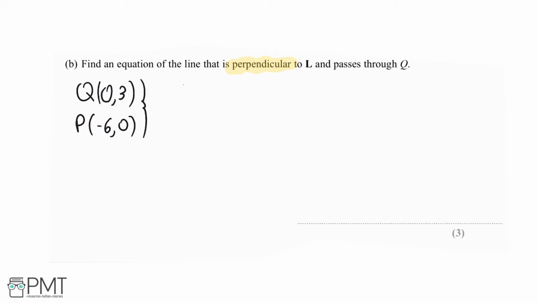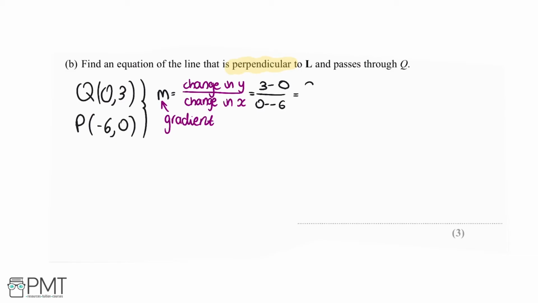So from these 2 points, the gradient, so m, we work that out by doing the change in y divided by the change in x. So if we do the change in y, so I'm going to do the y of Q minus the y of P, so 3 minus 0, over the change in x, and we need to keep it the same way around. So I'm going to do the x of Q minus the x of P, so 0 minus 6, that's going to give us 3 over 6. So this is the gradient of the line L.